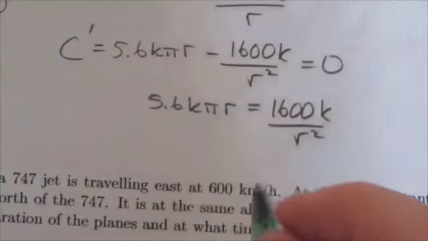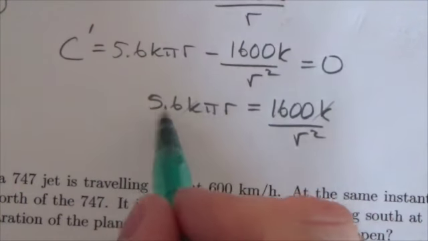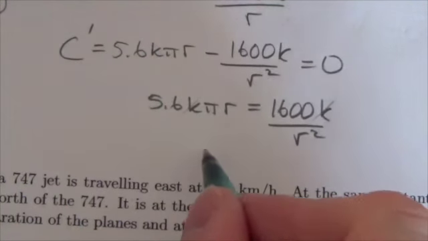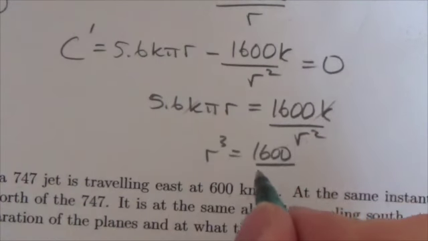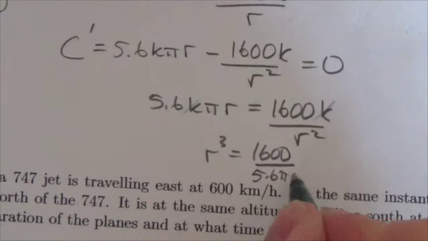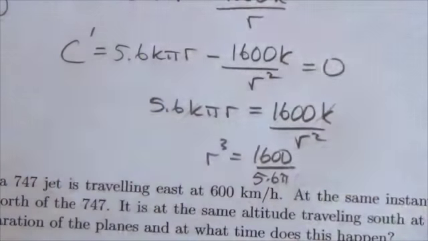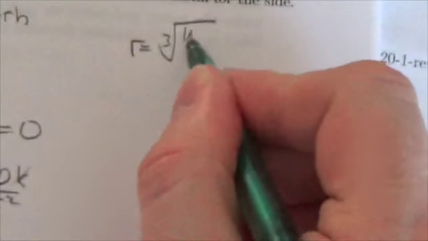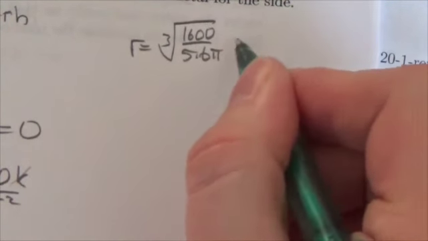Multiply up the r squared, it becomes r cubed. Now notice the K's are going to cancel. And I'm going to bring that 5.6 pi over, so r cubed is going to equal 1600 over 5.6 pi. Okay, so now r will equal the cube root of 1600 over 5.6 pi.